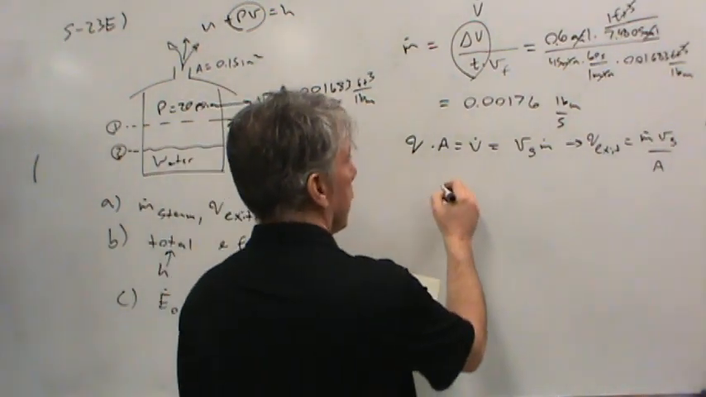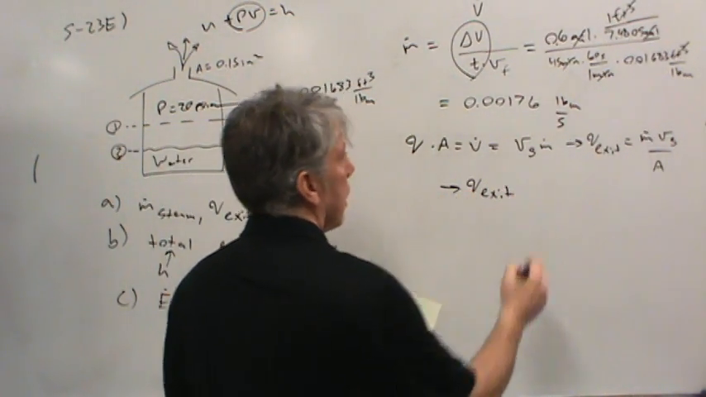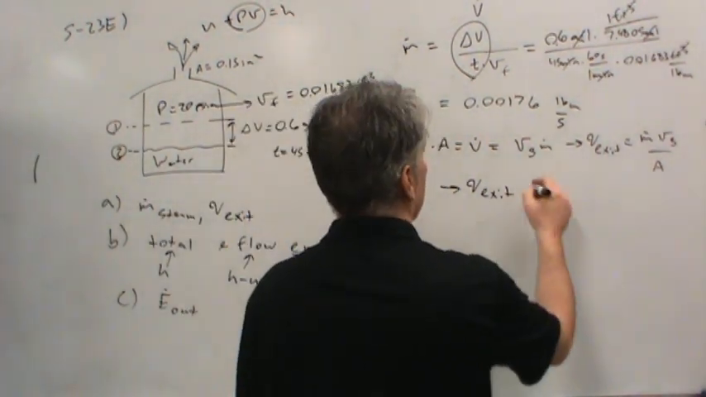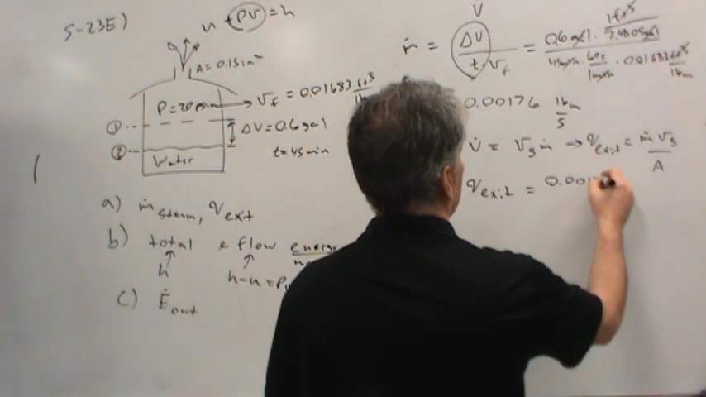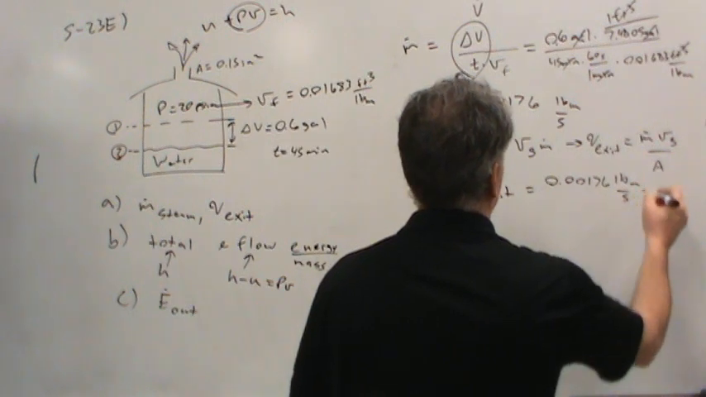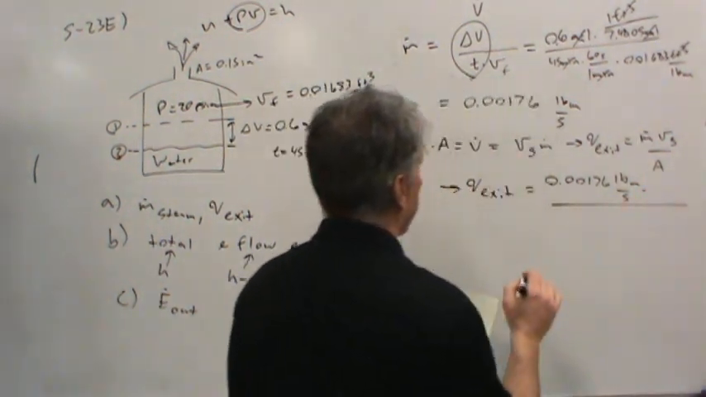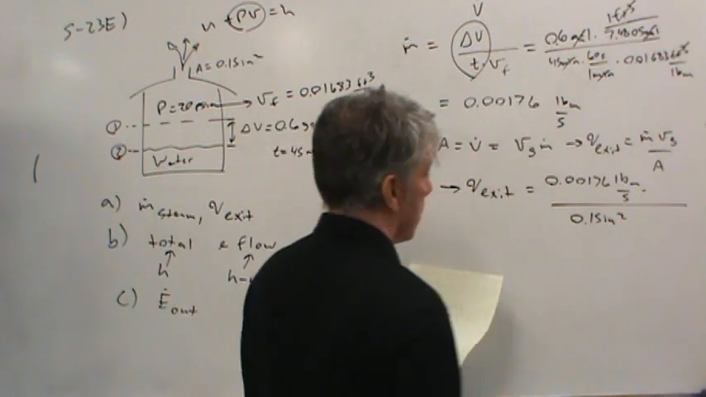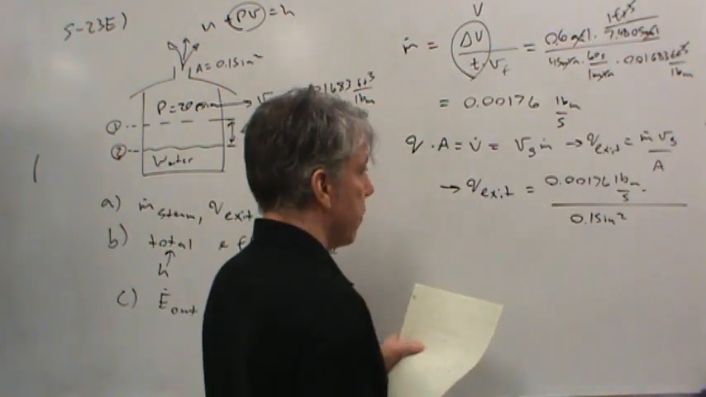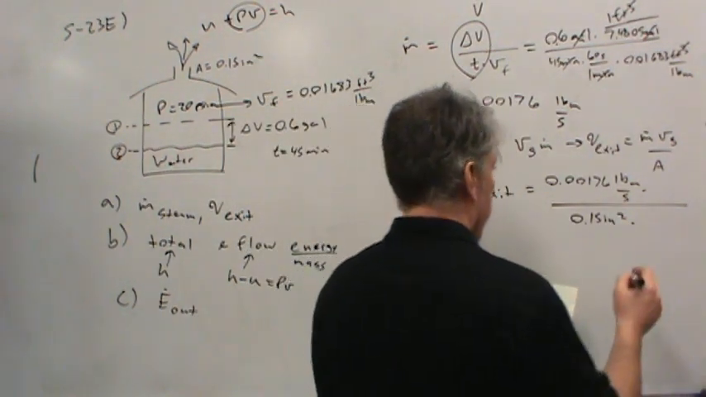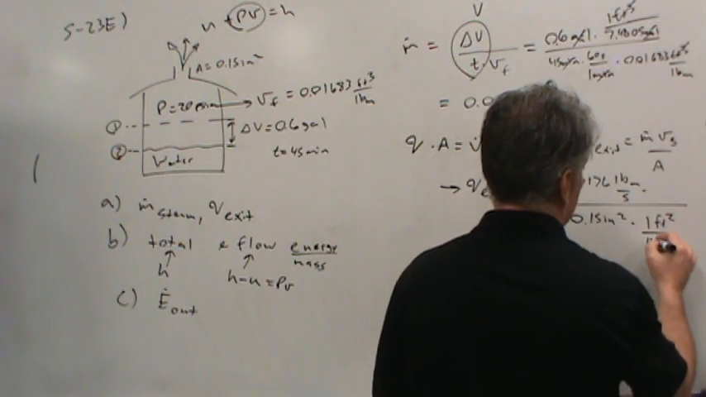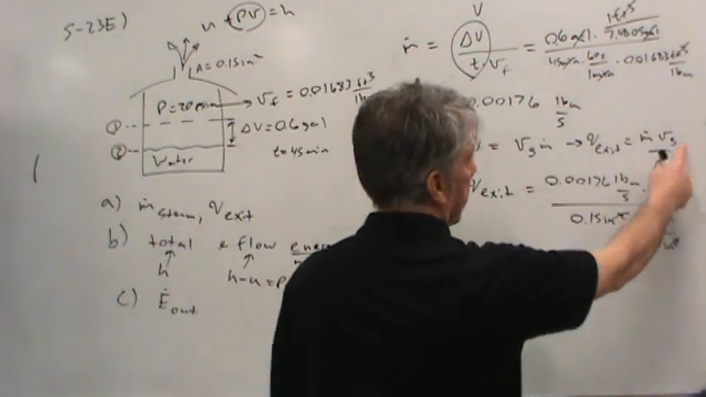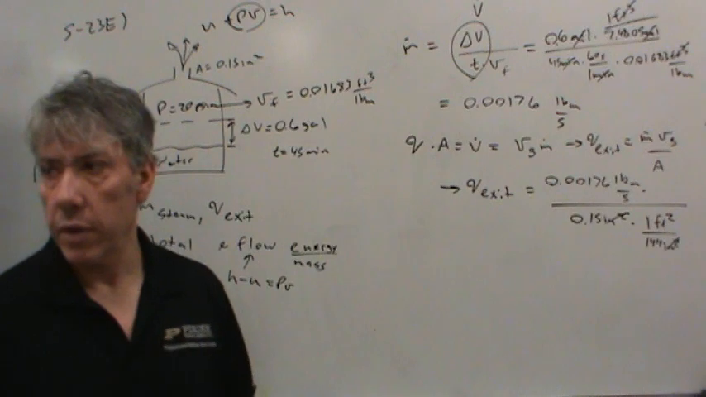So I need your help. I need you to look up the specific volume of saturated vapor at 20 psia. I'll start filling in the other parts. There's 0.00176 pounds per second multiplied by VG, which I'm relying on you for, divided by the cross-sectional area, 0.15 square inches. But of course, our specific volume is going to end up being in cubic feet, so let me convert these square inches into square feet. If you will give me the specific volume of saturated vapor at 20 psi, we'll have it.